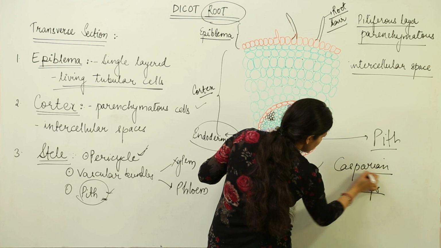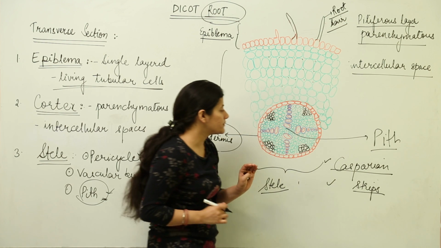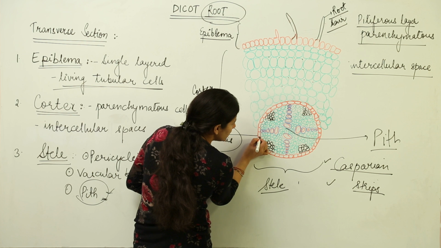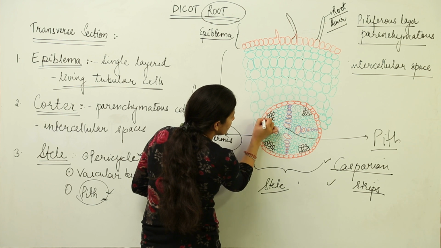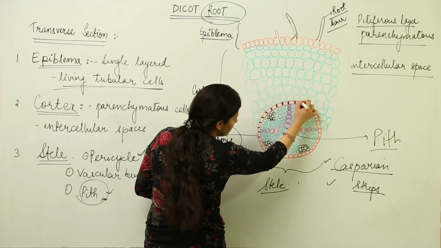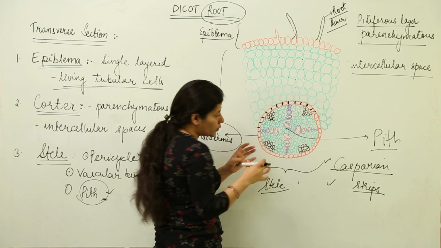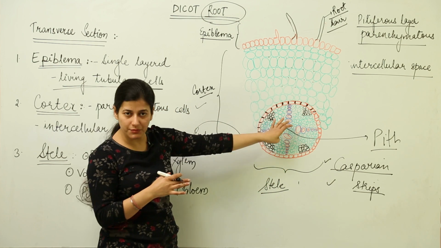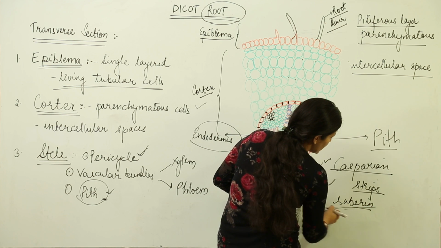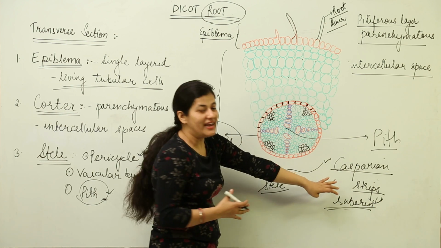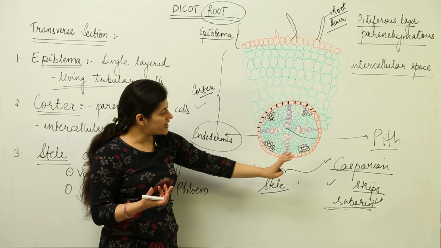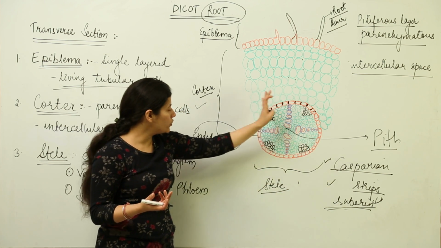Alright, now what are these Casparian strips? These Casparian strips are the cuticle layer. Suberin or cuticle would be together accumulated at the edges of the cell, which stops the water. This is a waxy material. Suberin coated cells, or the strip would be made up of suberin, and it will not let the water pass through it. Okay, you know, through wax water cannot pass. So we have a Casparian strip that is present in the endodermal cells.